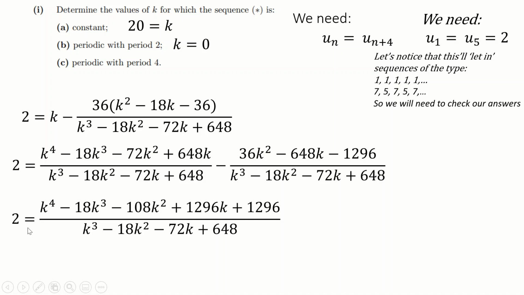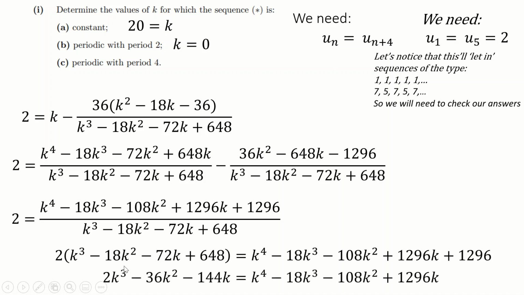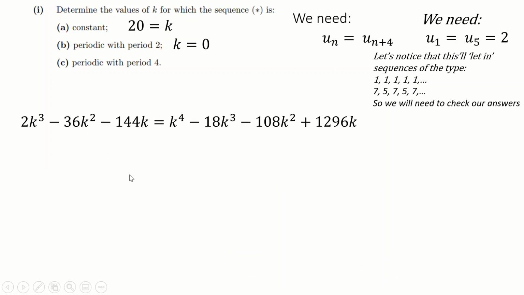Now this is looking good. I can just multiply that over there to give me this. And now I notice when I expand this, so I'm going to expand it, but I notice 2 times 648 is going to cancel with the 1296 over here. So I'm actually going to get rid of all the constant terms, which is great. And I end up with this. Just pause the video if you need to catch up with some algebra and just make sure that you understand what I've done here. Okay, so this is what I end up with.